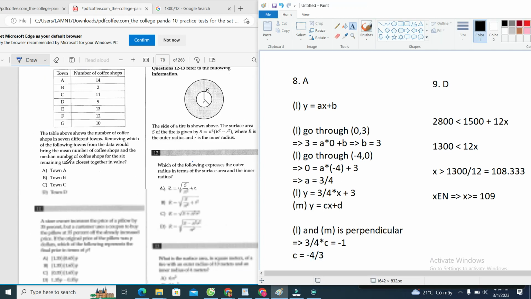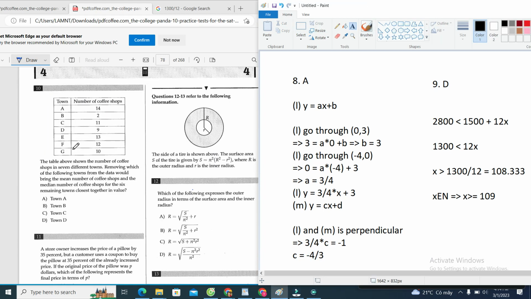Okay, number 10. The table below shows the number of coffee shops in 7 different towns, A, B, C, D, E, F, G. Removing which town from the data would bring the mean number of coffee shops and the median closest together in value? Okay, this is kind of a tricky question.